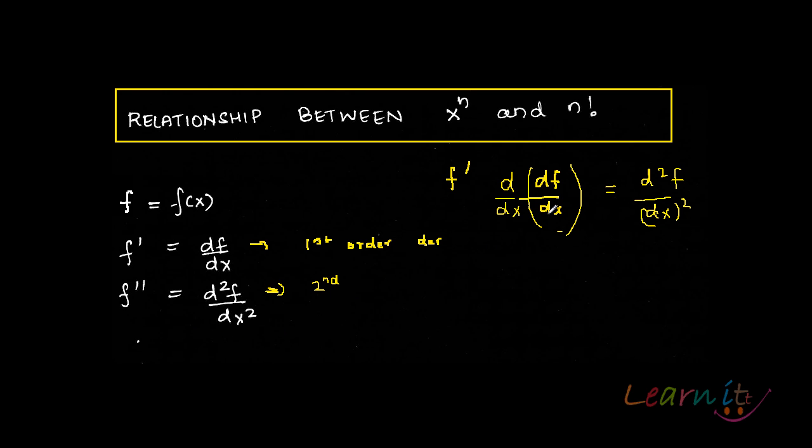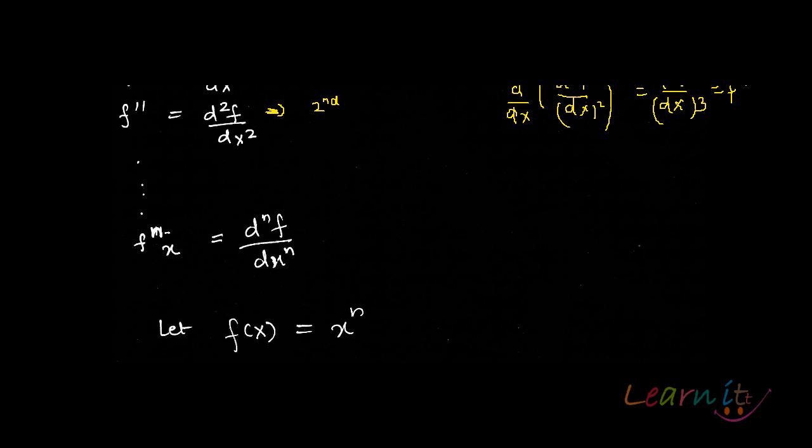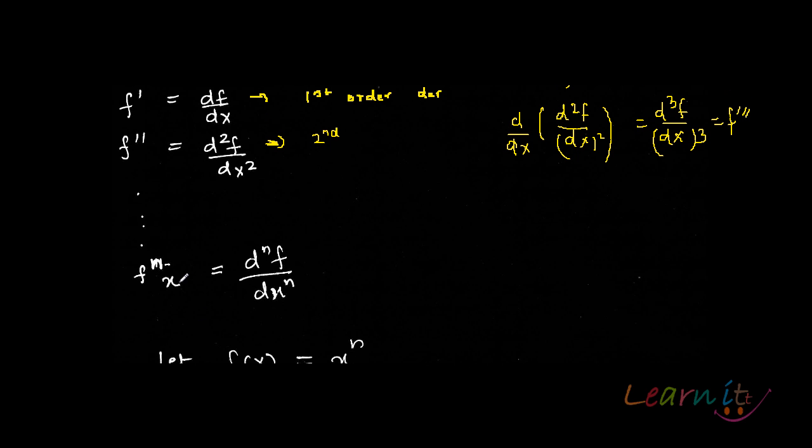And similarly, I can differentiate something thrice also. So d by dx of, say, d square f by dx whole square. That will give me d cube f upon dx whole cube. Okay. So that's f triple dash, triple prime. Okay. And so on and so forth till n, if the function is n times differentiable till n.